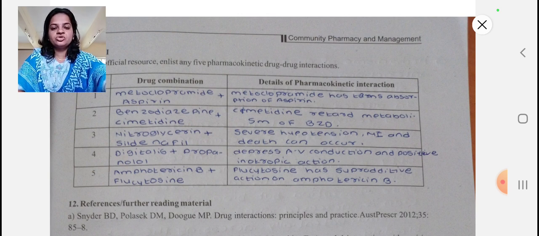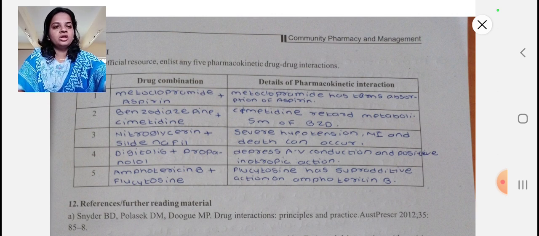Then second one, benzodiazepine plus cimetidine. So cimetidine retards the metabolism of benzodiazepine. Then nitroglycerin plus sildenafil. So severe hypotension, myocardial infarction and death can occur. Then digitalis and propranolol decrease the AV conduction and the positive inotropic action. And amphotericin B plus flucytosine. So flucytosine has a supra-additive action on amphotericin B.